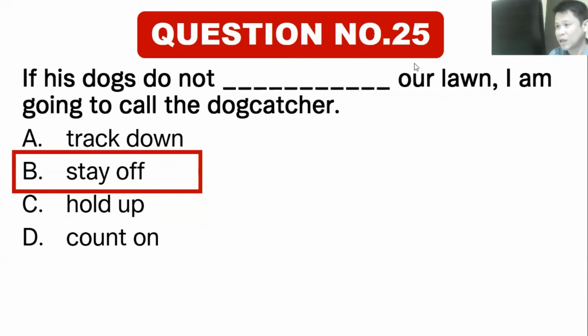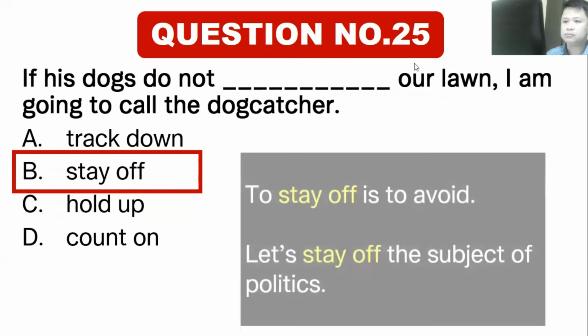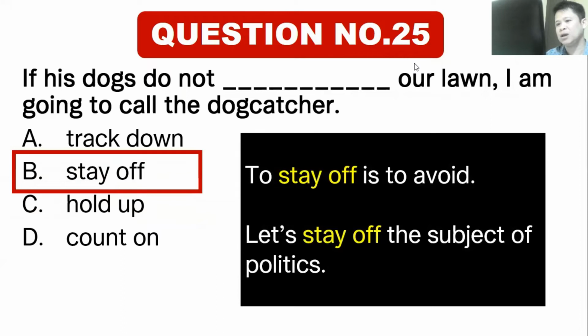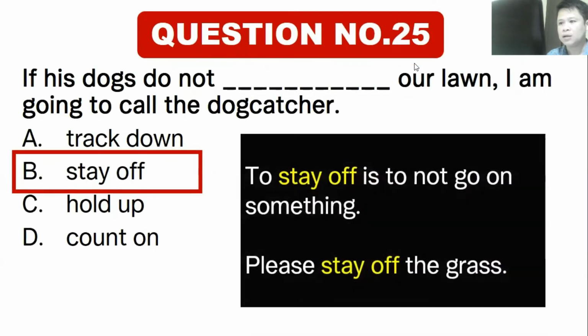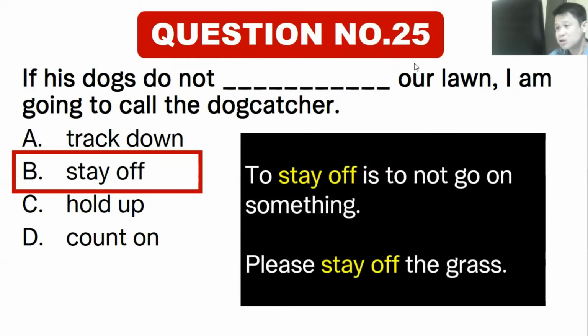The correct answer is stay off. If his dogs do not stay off our lawn, I am going to call the dog catcher. To stay off is to avoid. So we say, let's stay off the subject of politics. Let's not talk about politics. Let's refrain from talking about politics. To stay off is to avoid. To stay off is to not go on something. So we say, please stay off the grass.